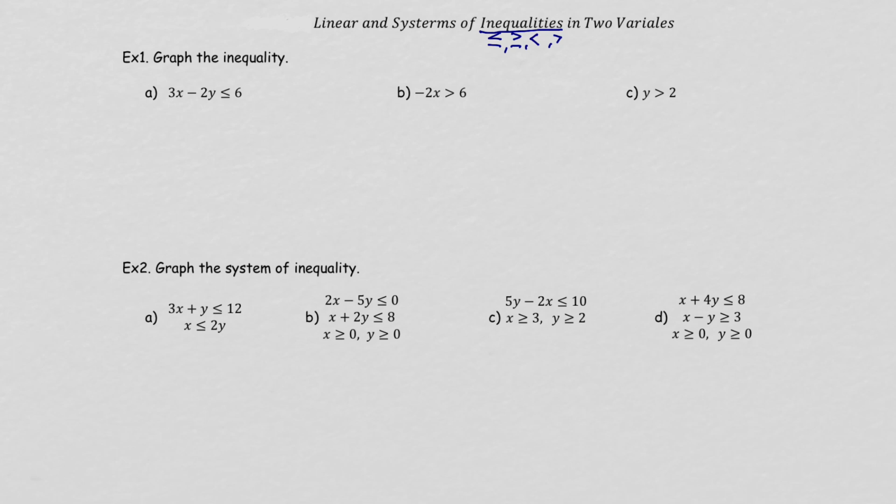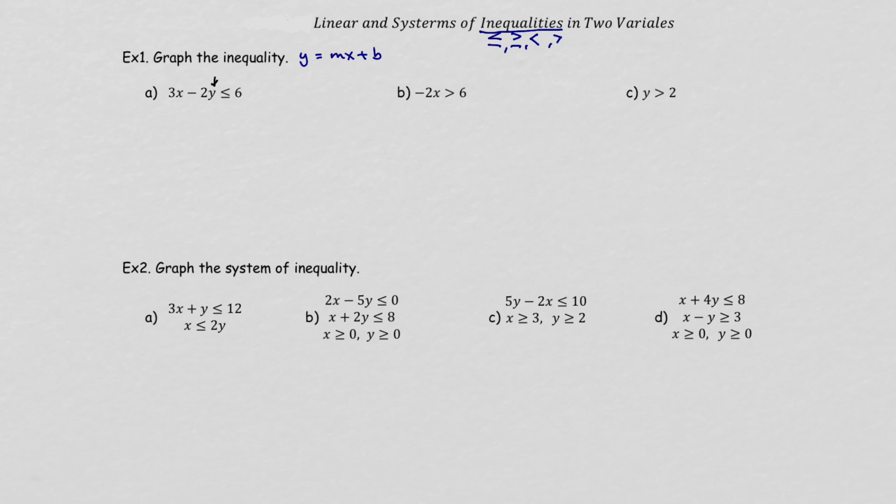We have 3x minus 2y is less than or equal to 6. So the first thing I want to do is write it in an equation format so that I'm able to find the line. So I want to find the line first. The format that I want to set it as is y equals mx plus b. So that means I'm going to solve for the variable y.